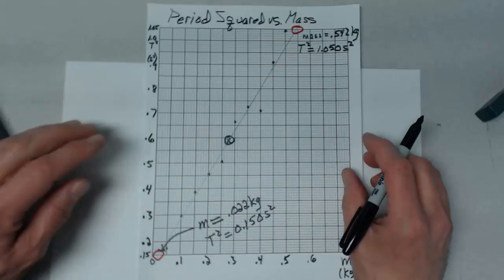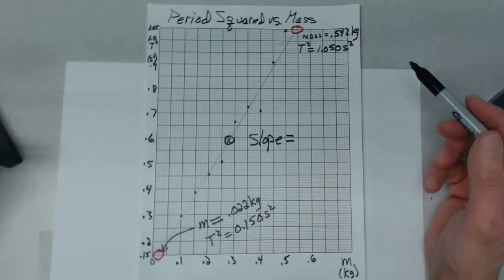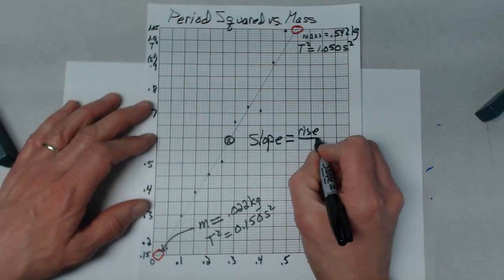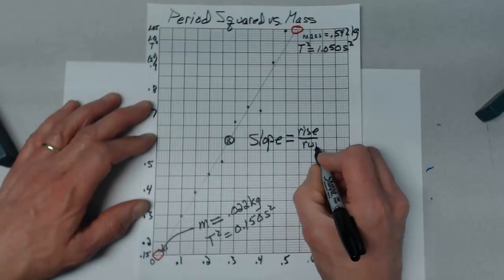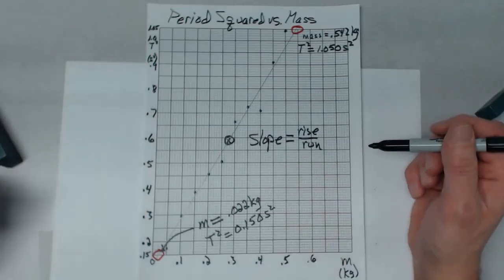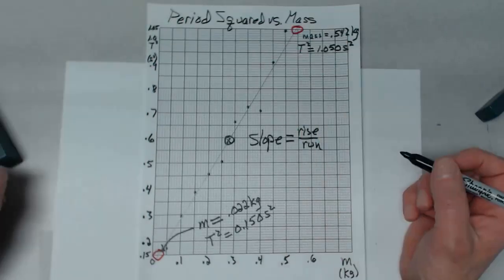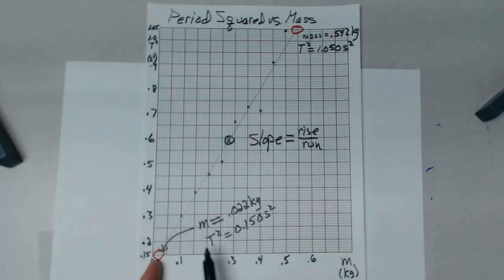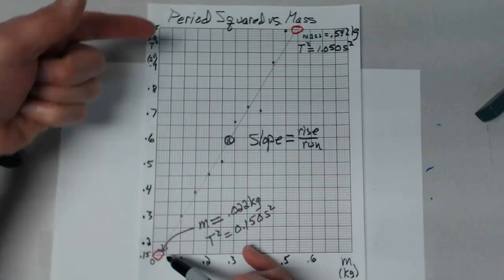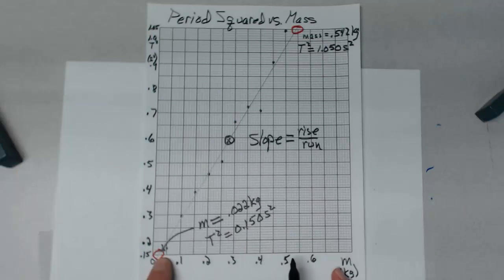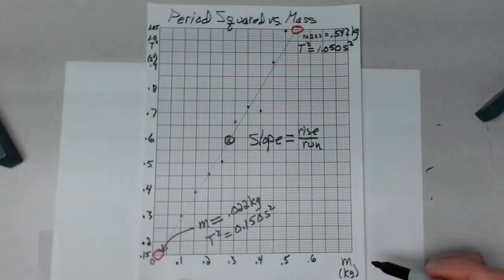Now for the slope calculation. The slope is going to equal the rise over the run. And that's the best way to remember the definition of the slope. The rise is how far up it goes. The run is how far over it goes. The rise will end up being the difference in my t-squared values. The run will be the difference in my m values, because that's what's graphed on the horizontal axis.